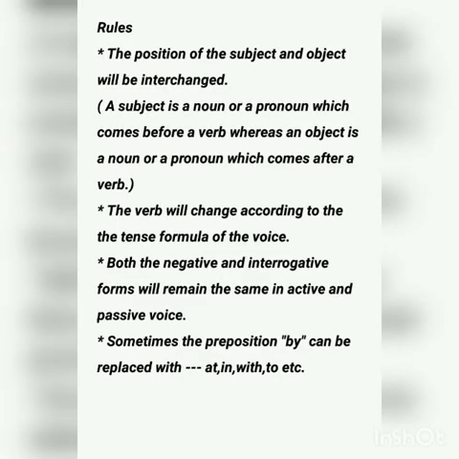Let us remember the rules. The position of the subject and object will be interchanged. A subject is a noun or a pronoun which comes before a verb, whereas an object is a noun or a pronoun which comes after a verb. The verb will change according to the tense formula of the voice. Both the negative and interrogative forms will remain the same in active and passive voice. Sometimes the preposition by can be replaced with at, in, with, to, etc.